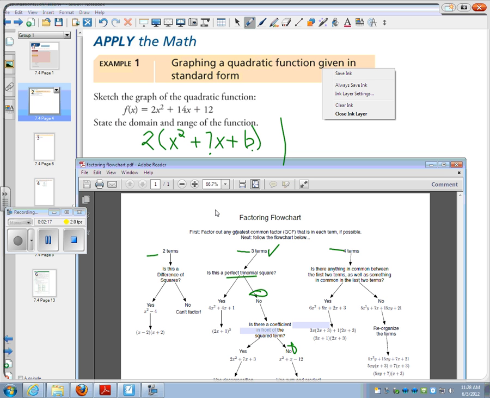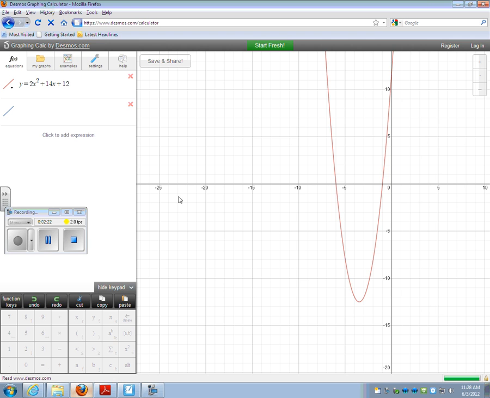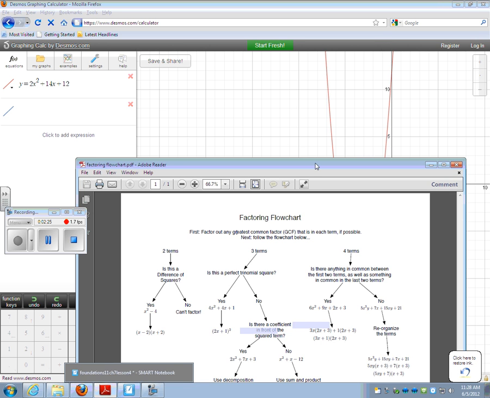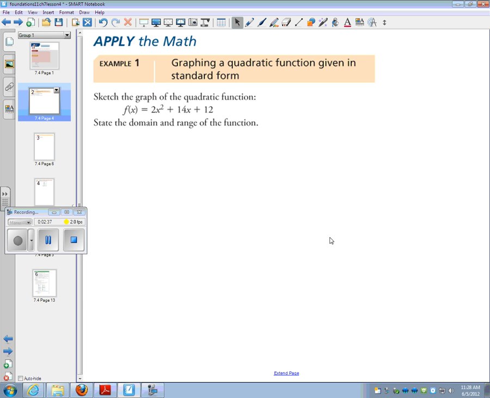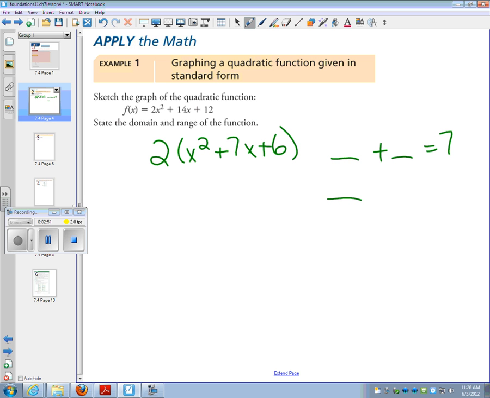now it says I need to use the sum and product. I need to find 2 numbers that add to give me the middle term and 2 numbers that multiply to give me the last term. Okay? Oh, I lost all my work. Remember, I had 2 times (x squared plus 7x plus 6). So I need 2 numbers that add to give me 7, and these same 2 numbers have to multiply to give me 6. It's pretty obvious that those numbers are going to be 6 and 1.